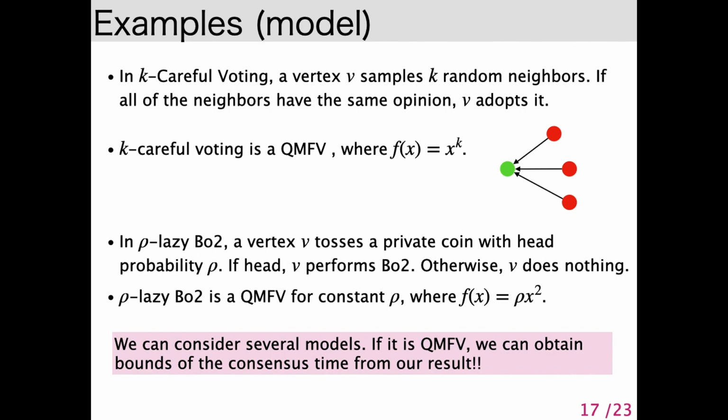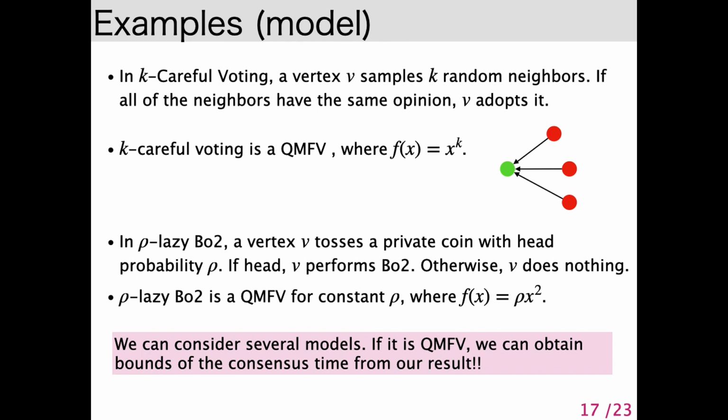Quasi-majority functional voting contains a wide range of voting processes other than best of 2 and best of 3. For example, we can consider Takeharu voting like this. In Takeharu voting, a vertex v picks k random neighbors. If all of the neighbors hold the same opinion, v adopts it. Otherwise, the vertex v keeps its own opinion. We can easily see that this is a quasi-majority functional voting with respect to x to the k.